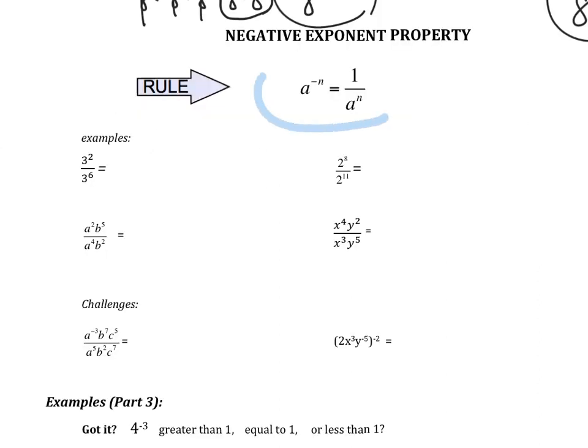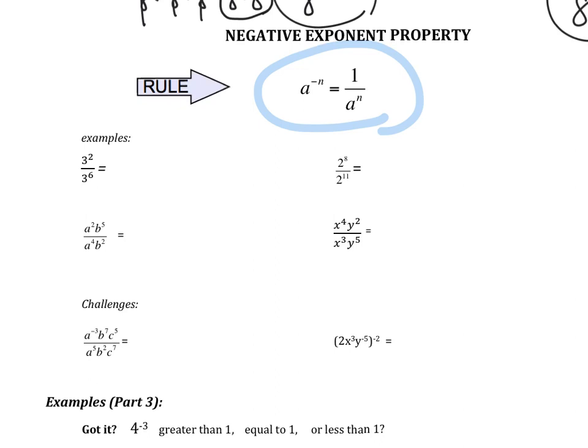All right, so here's our property right there. a to the negative n is 1 over a to the positive n. So in other words, your final answer should never have a negative power in it. You should always move that to the other side of the fraction to make it positive. Let's look at some examples.